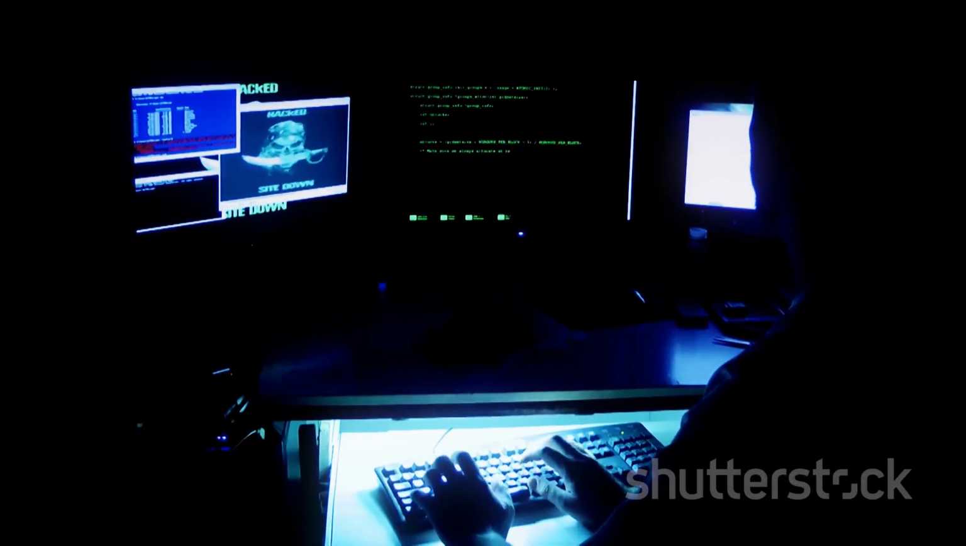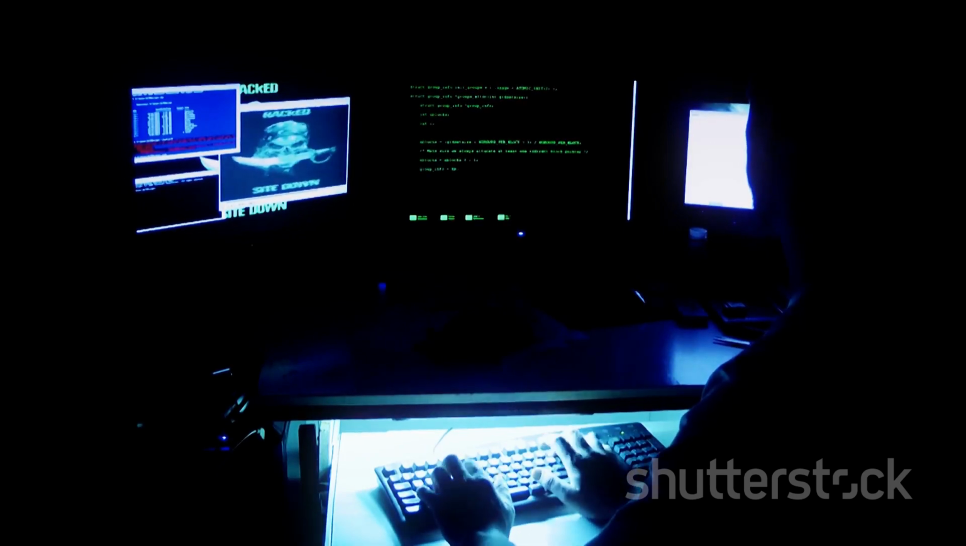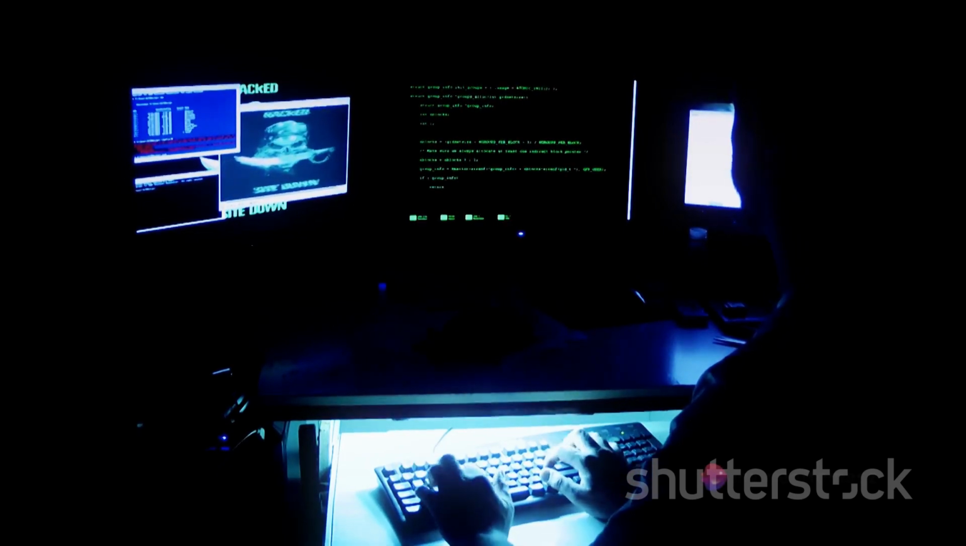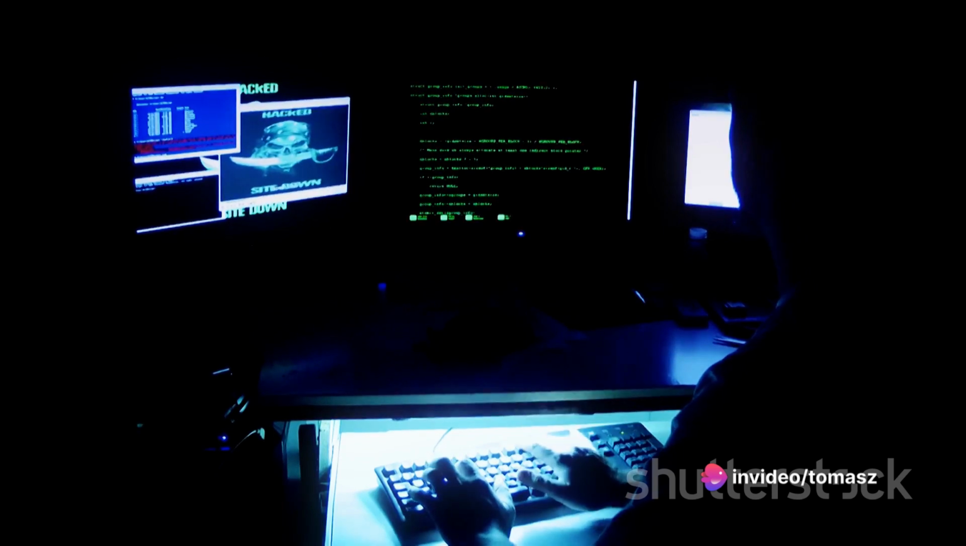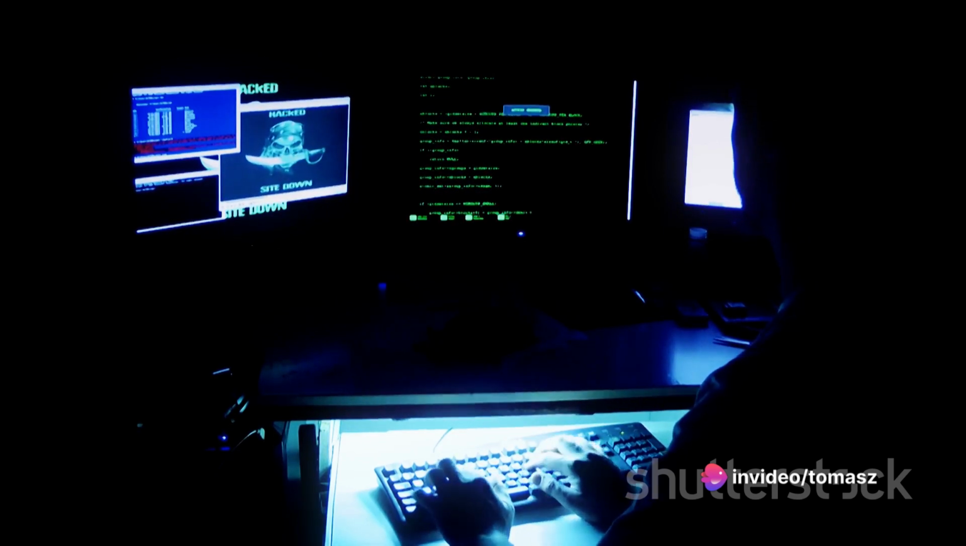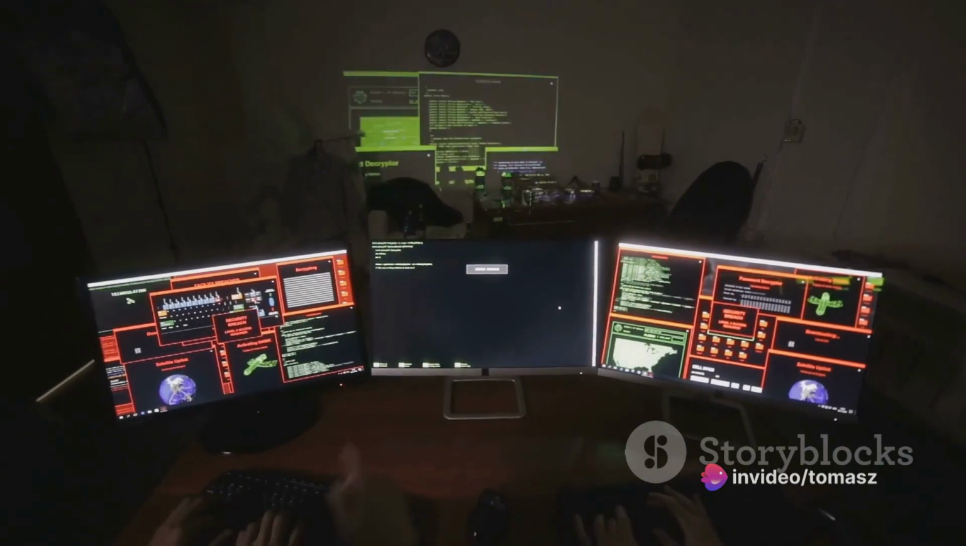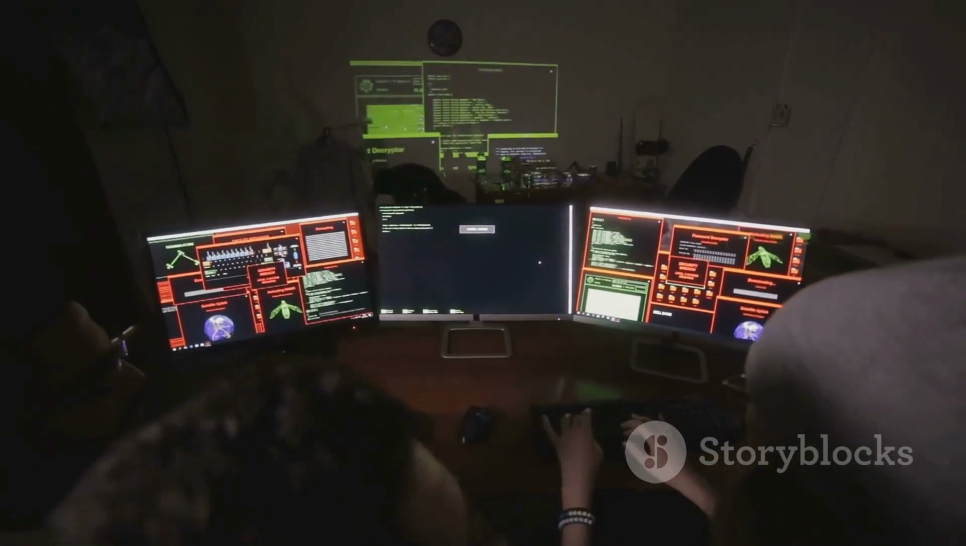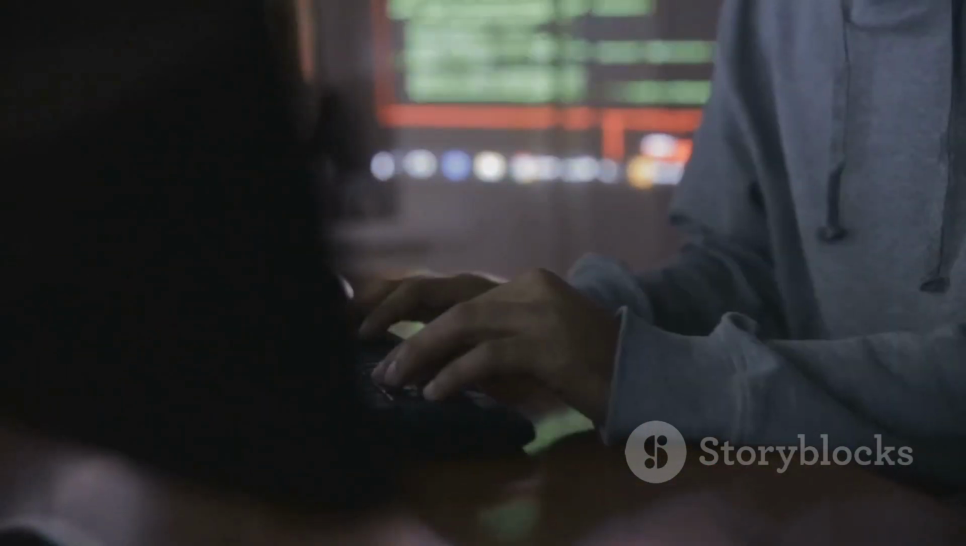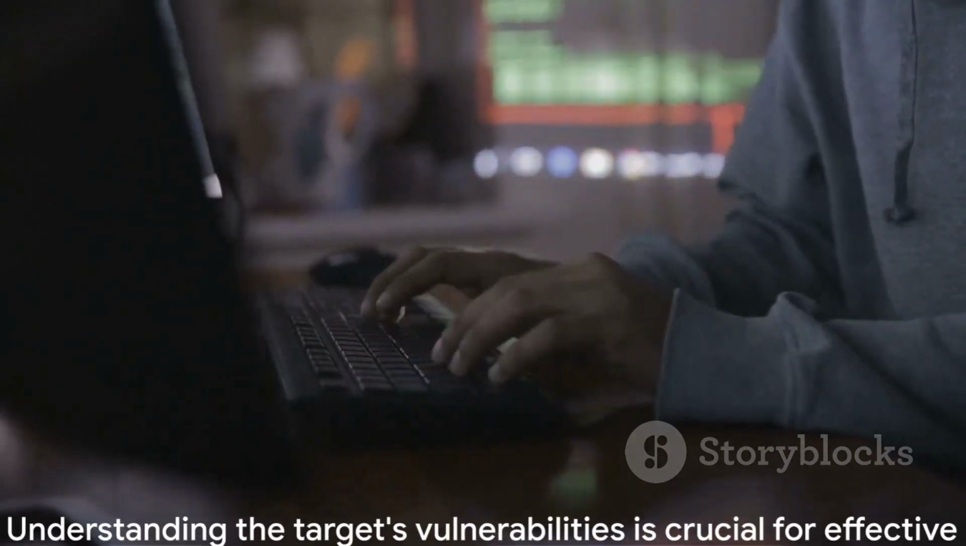For instance, the hacker might use different tools or methods if the target runs on Windows compared to Linux or macOS. Techniques for operating system fingerprinting can range from simple observations, like how the system responds to certain commands, to more complex methods involving detailed analysis of data packets.